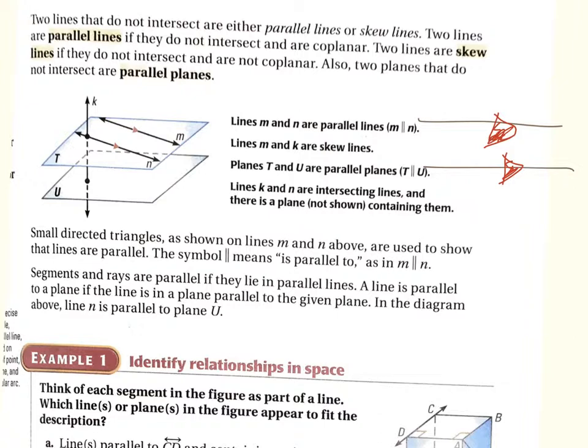Okay, and one last note here. We showed how to do our parallel lines, just doing our markings. What we can also do, if you wanted to say that lines M and N up here are parallel, is just draw these two little vertical lines in the middle. That's saying that M is parallel to N.